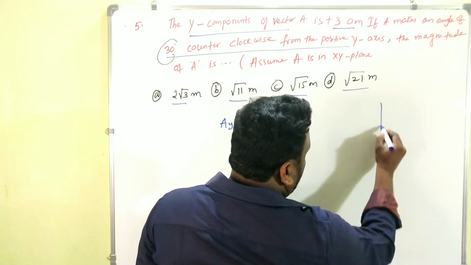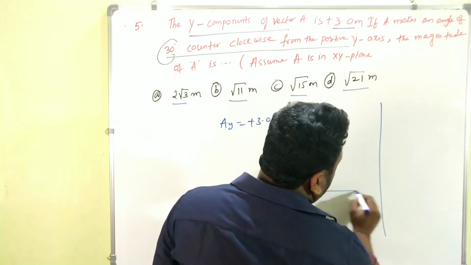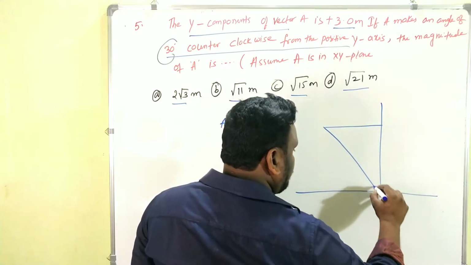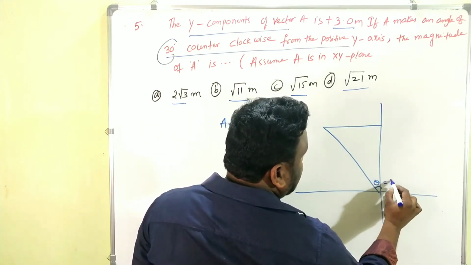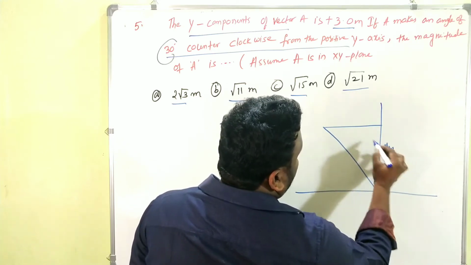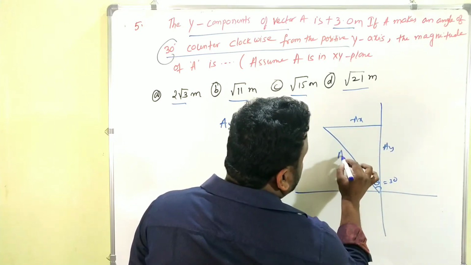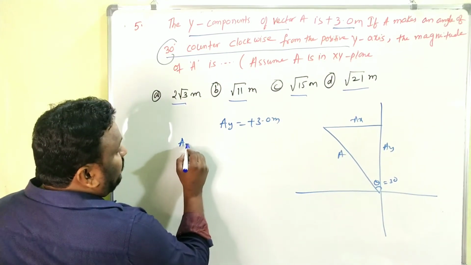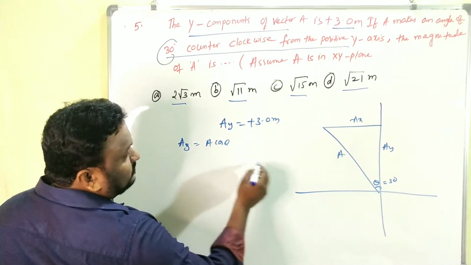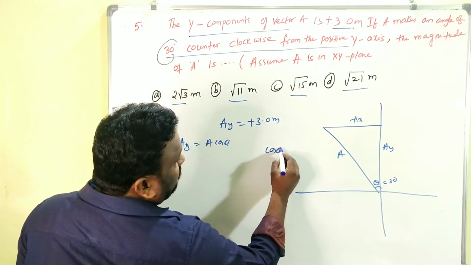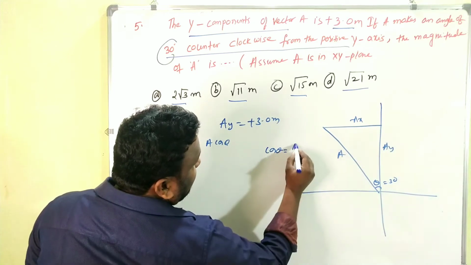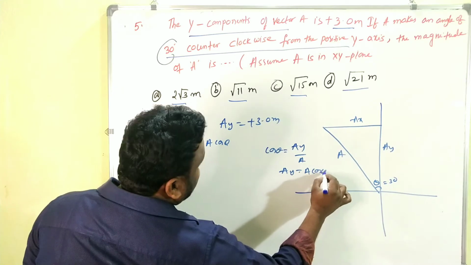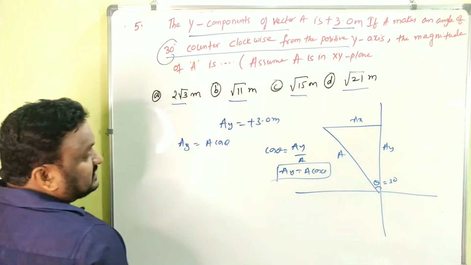So for the given data, the diagram should be like this. This is the angle 30 degrees, this is Ay, this is Ax and this is A. Ay is equal to A cos theta. From this, cos theta equals the adjacent side Ay by A. So Ay is equal to A cos theta.